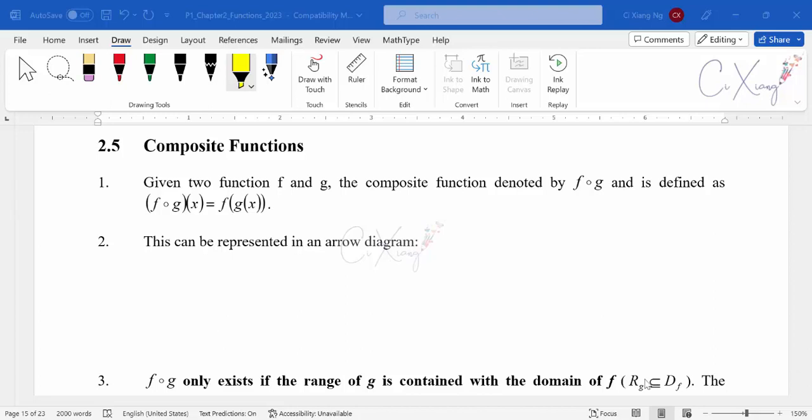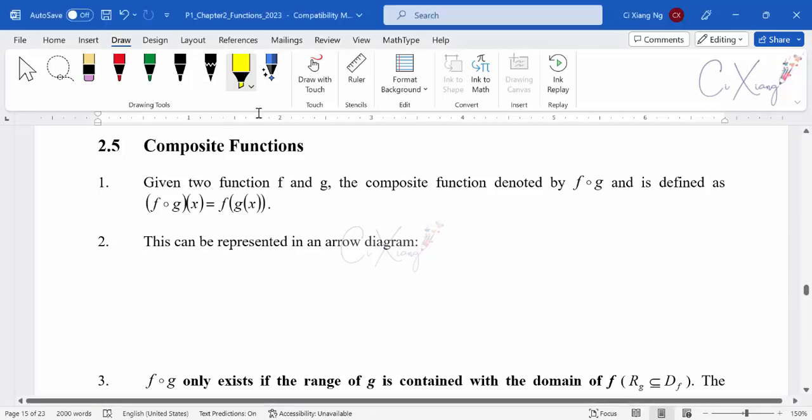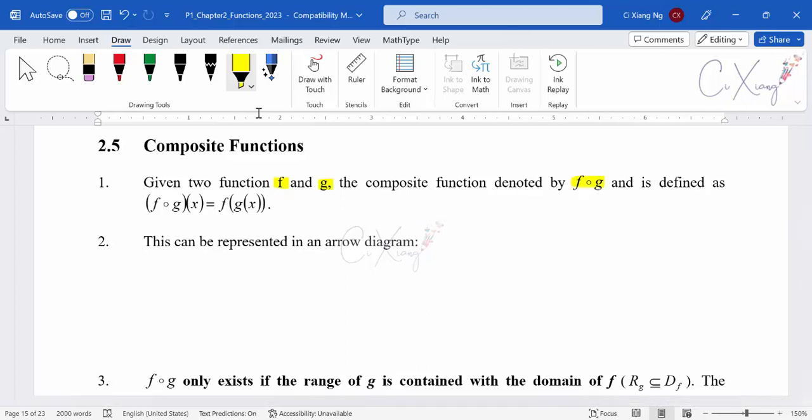Okay, so this video will discuss the composite function, which I believe most of us have learned before, maybe in secondary school. Let's say we have two functions, f and g, and the composite function denoted by f composite g is actually putting the function g in the function f, so we call it the composite function fg.